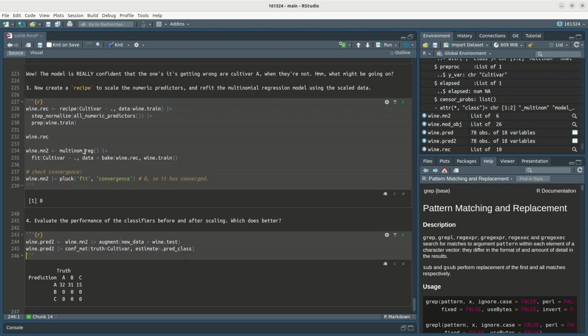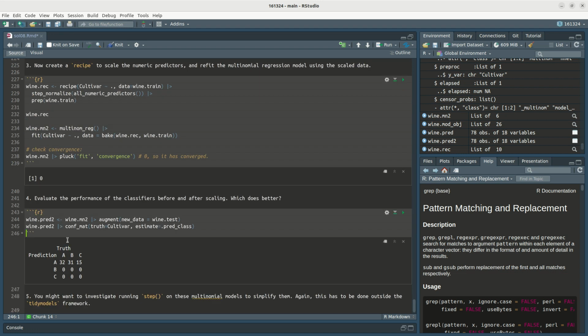Okay, and something has gone badly wrong, right? Everything is cultivar A. What did I do wrong? You have a think about it. You might want to pause the video and assess.